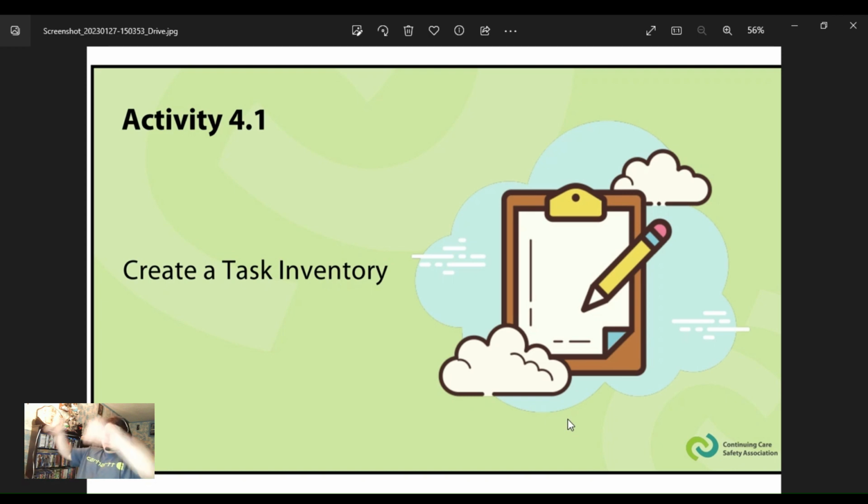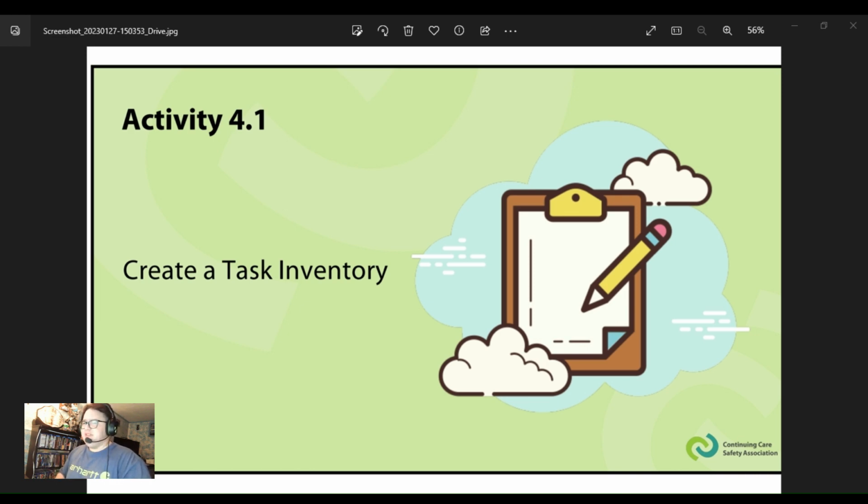Activity, it's homework time. Woo! Activity 4-1, create a task inventory. So each of you take your job and create a task inventory. I'll start with myself, healthcare aide. Daily, I would do ADLs for patients. I would dole out food, care, dressing, things like that.